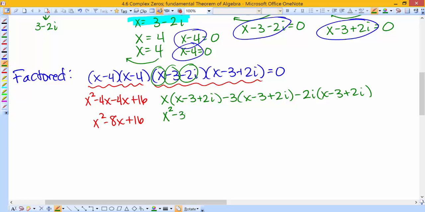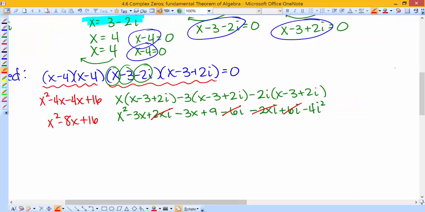So I get x squared minus 3x plus 2xi minus 3x plus 9 minus 6i minus 2xi plus 6i minus 4i squared. One of the things that I notice when I am looking at this is I see a 2xi and a negative 2xi. I see a negative 6i and a 6i. That's a good thing. Because these are conjugate pairs, things are going to cancel. And if the i's didn't cancel, then I know I have a mistake here.